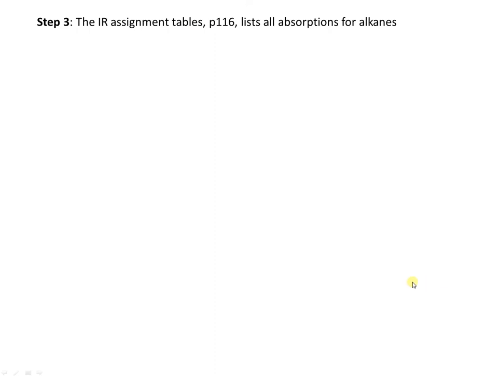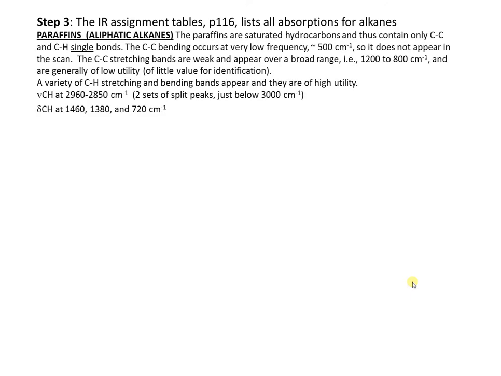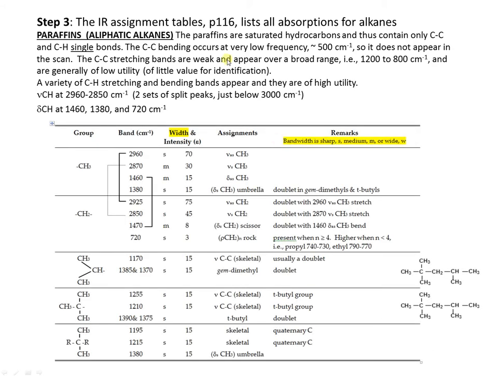Third step is to go to the IR assignment tables on page 116 for alkanes, and look at all the absorptions for alkanes. So I'm just reading from the information that's on page 116. The paraffins are saturated hydrocarbons, and thus they contain only carbon-to-carbon and carbon-to-hydrogen single bonds, no double bonds. Now the carbon-to-carbon bends occur at very low frequency, below 500 wave numbers, and that doesn't appear in our spectra, so it's of no use to us.